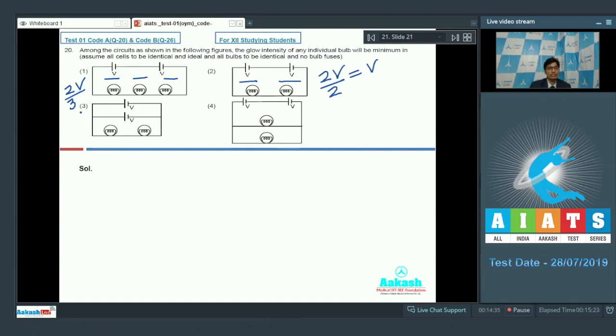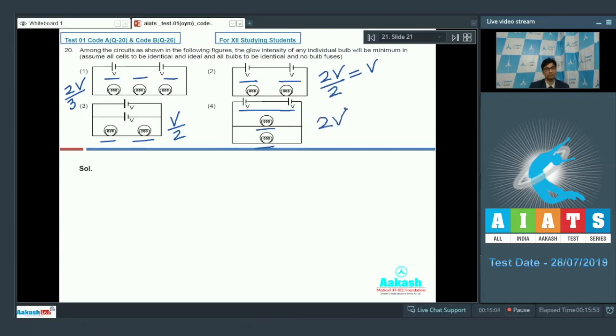In option number 3, the potential difference across both bulbs combined is V, and since these 2 bulbs are identical, the potential difference across each bulb will be equal to V by 2. Now dear students, in option number 4, both bulbs have the same potential difference because they are in parallel. The net potential of the batteries combined is equal to 2V, and the potential difference across both the bulbs is equal to 2V.